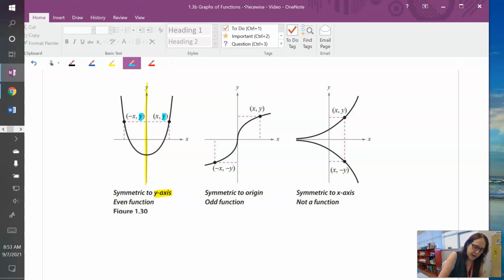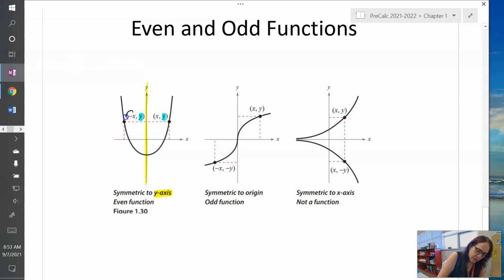And so that's how you're going to be able to tell an even function. Just make sure it's got a mirror image around that y-axis. Odd function is going to be symmetric not to an axis, but to the origin. Right here is where it's symmetric to. So if you fold it over the origin, these two pieces would land on top of each other.